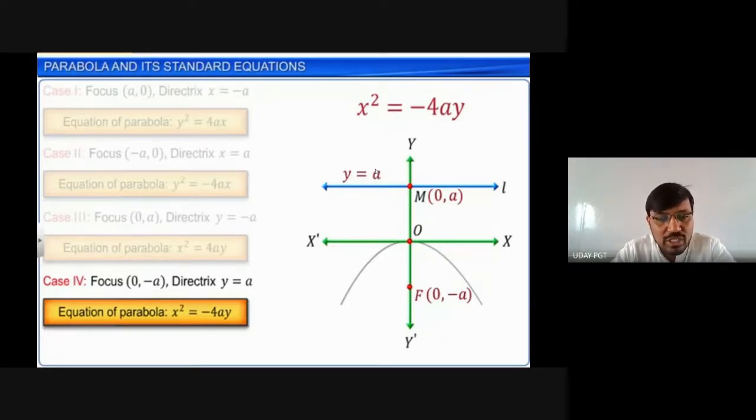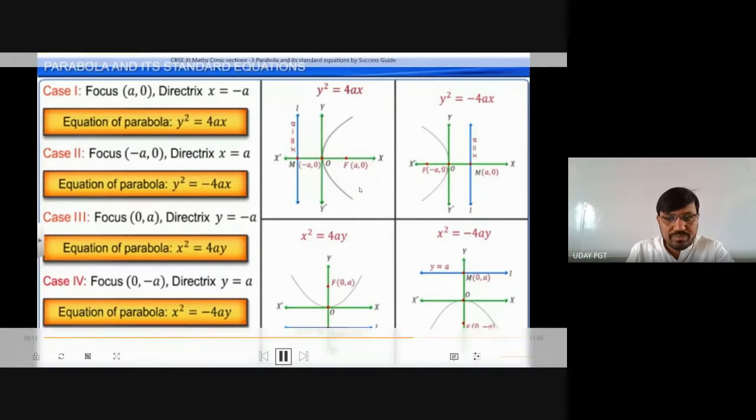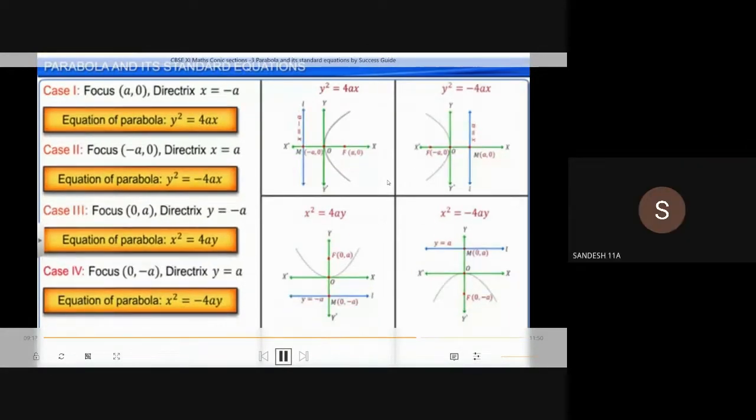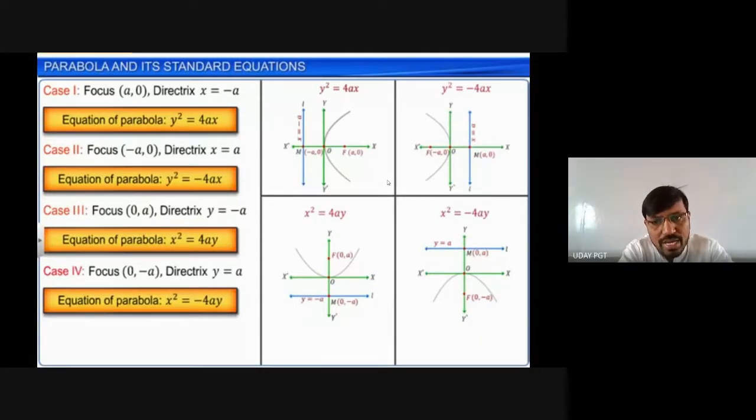Four different situations have the vertex at the origin, and the focus is on the x-axis in two cases and on the y-axis in two cases. So these are the four different cases we have on the x-axis and y-axis. You can see from this figure. Okay, did you understand? Yes, sir. If you have any doubt here, you can ask. Shall we proceed? Yes, sir.